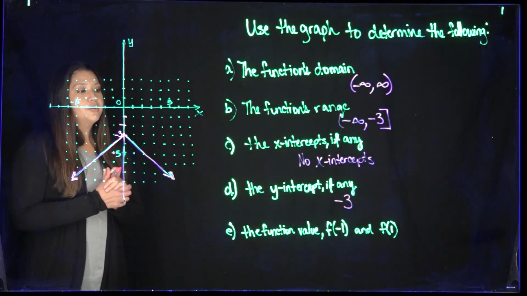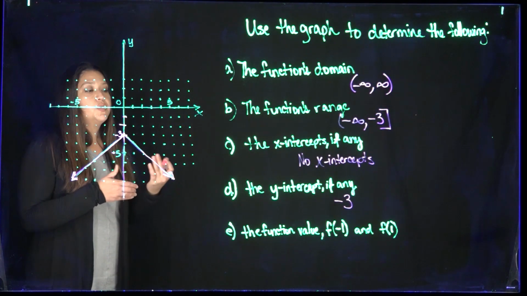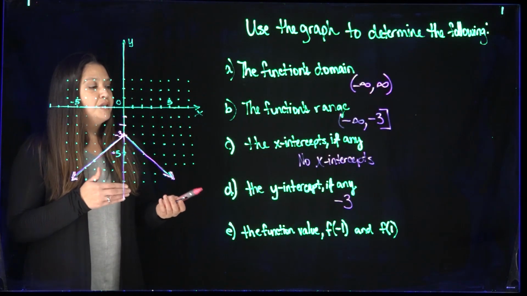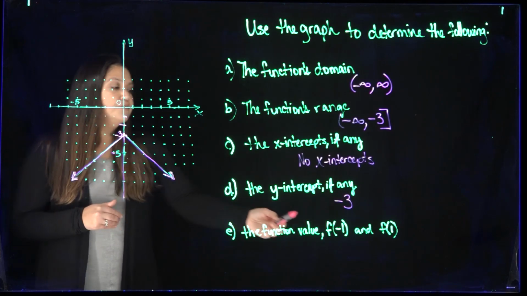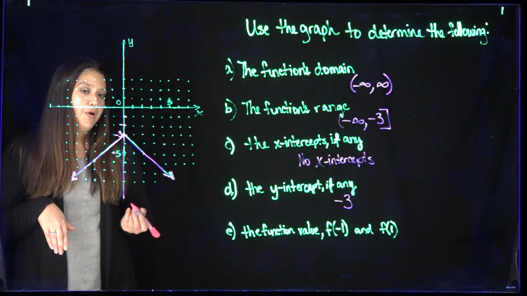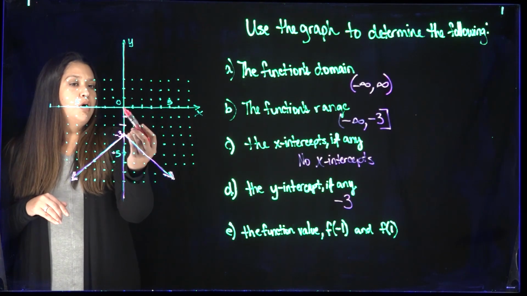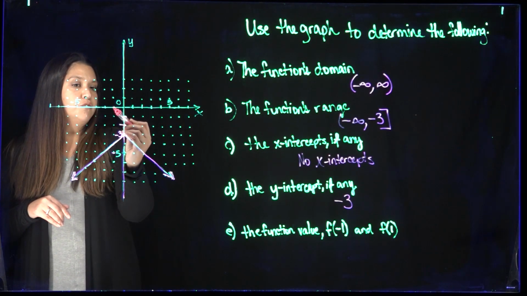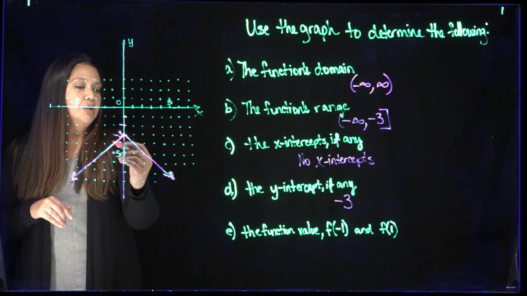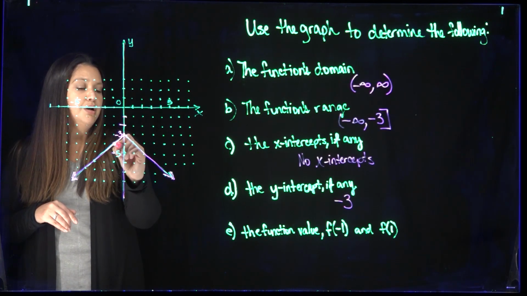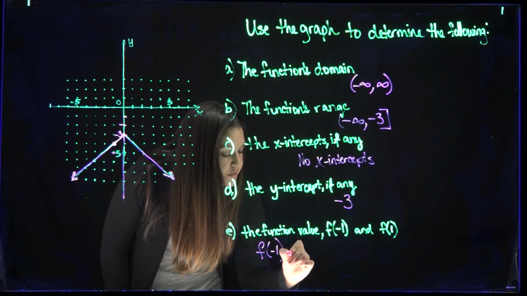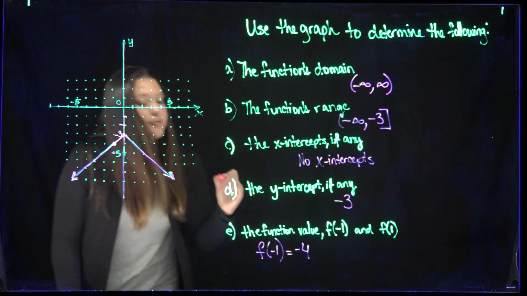And the function value f of -1, and f of 1. Let's start with f of -1. F of -1 is basically saying if my x value is -1, what is my y value? So -1 for the x, we're going to come to -1 right here. And then what is the y value? As I go down right here, f of -1 is going to give me -4.